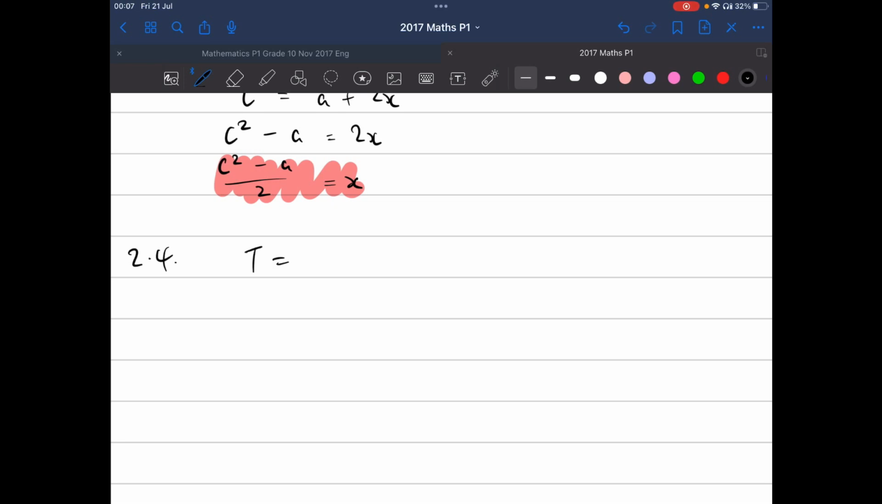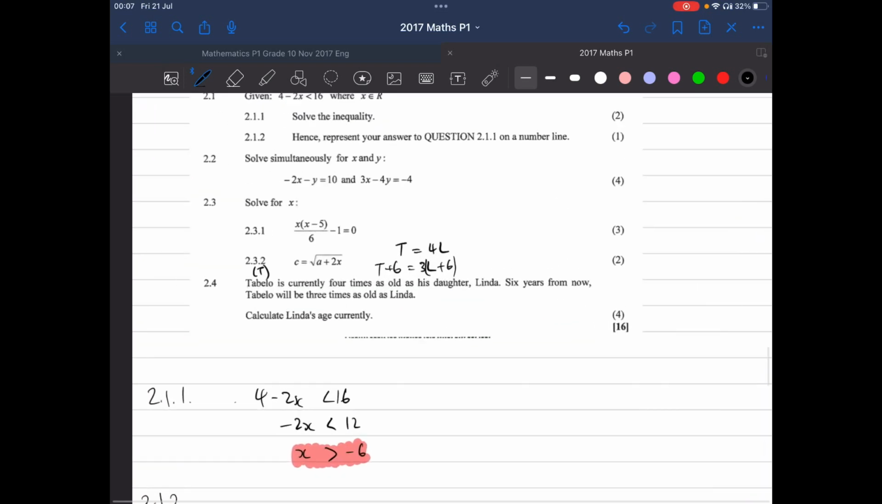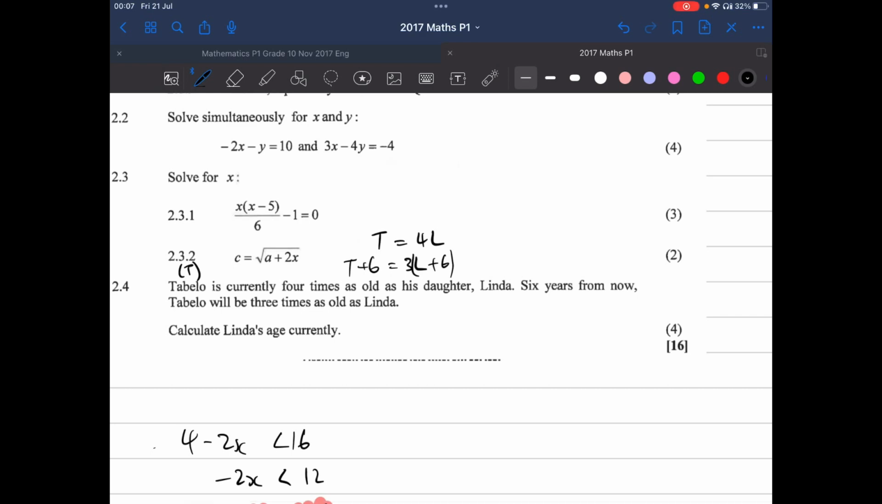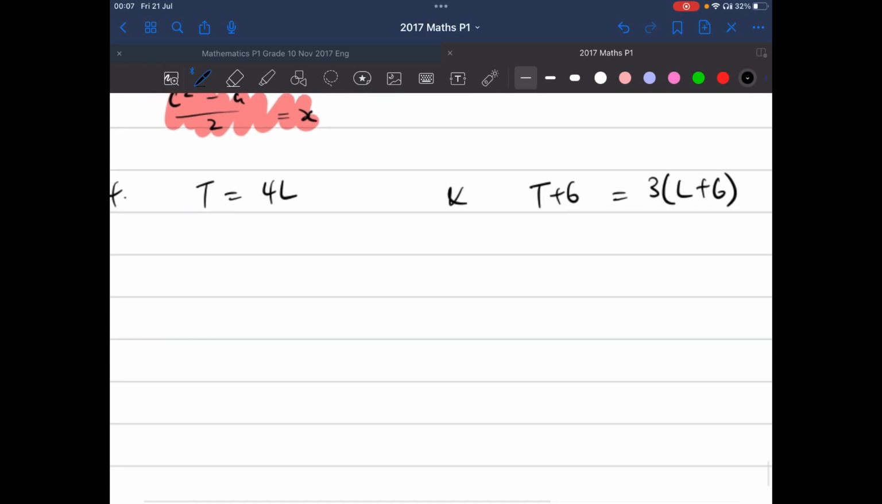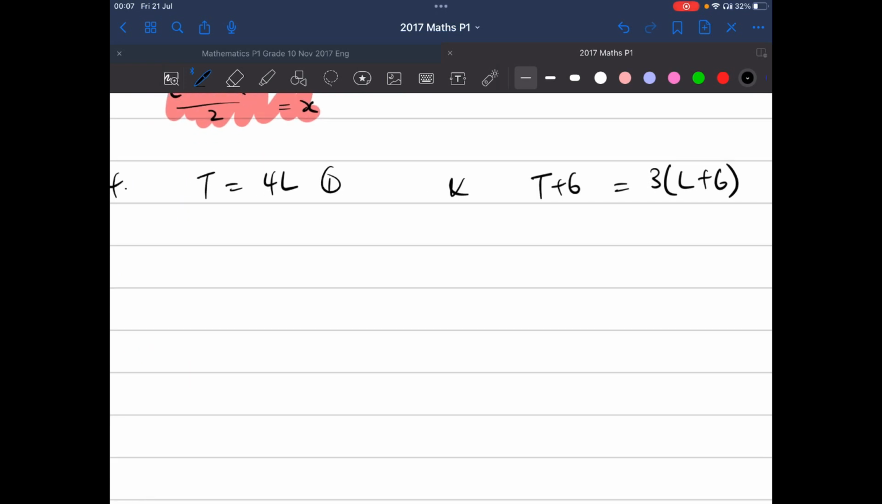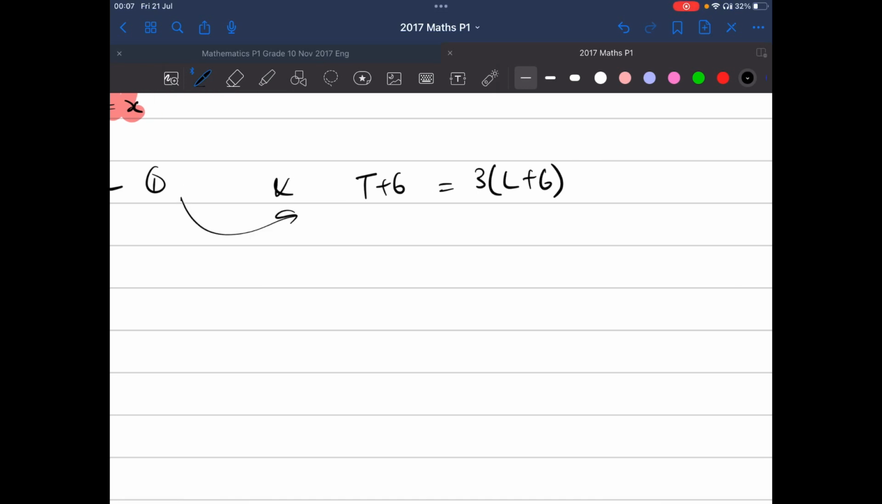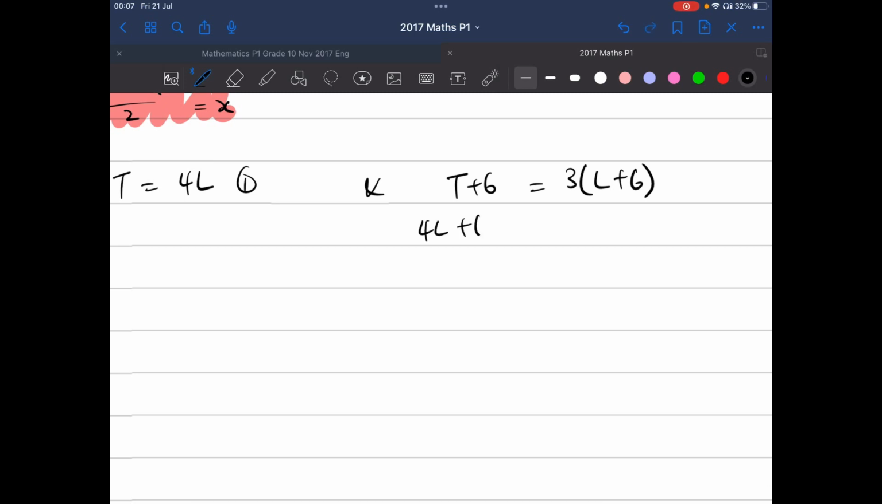So again, I had T is equal to 4L, and I had T plus 6 equals to 3 times L plus 6. So I'm going to read this question again. Okay, so let's see. So now we already have T as the subject of this equation. So all you have to do is substitute it in there, right? So in place of T, I'm going to put in 4L. So I'll have 4L plus 6 equals to 3L plus 18.